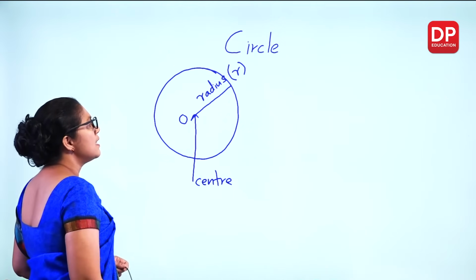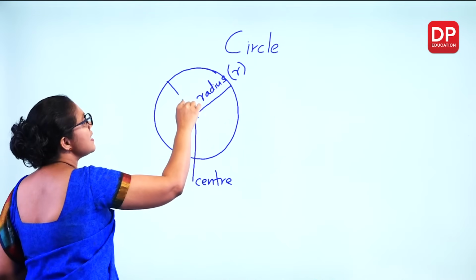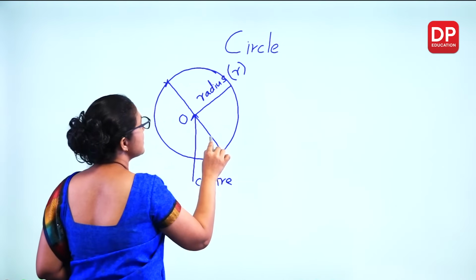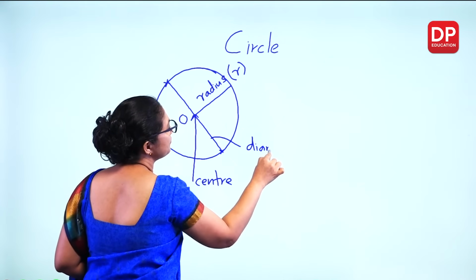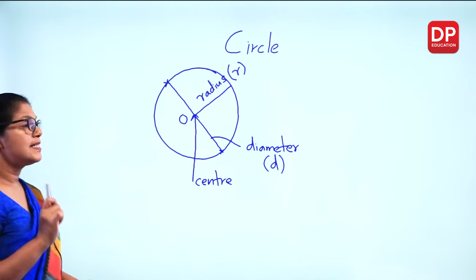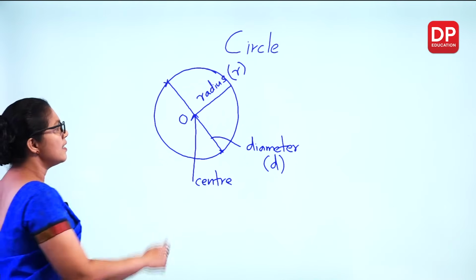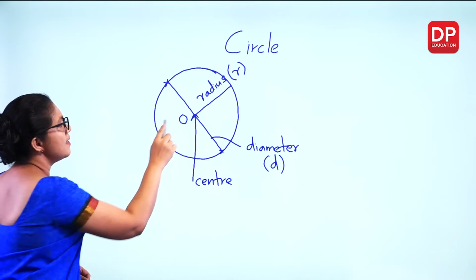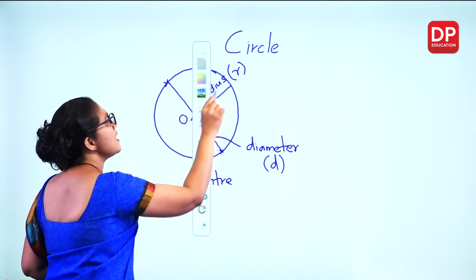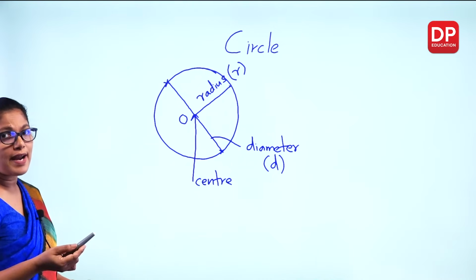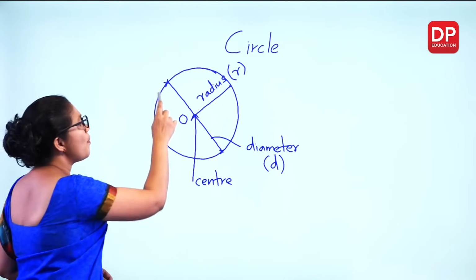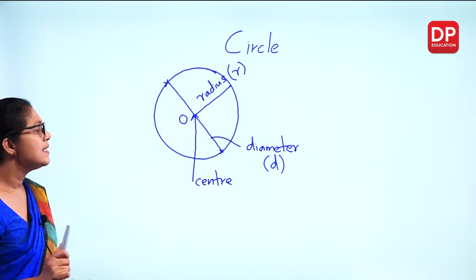Then what about a line that passes through the center and 2 points on the circle? What do you call that? That's a diameter. So diameter, we can use simple D for diameter. So here we need to know if there's a circle, the middle point we call center, the line from the center to a point on the circle we call radius, and a line that passes through the center and the 2 points on the circle we call the diameter.